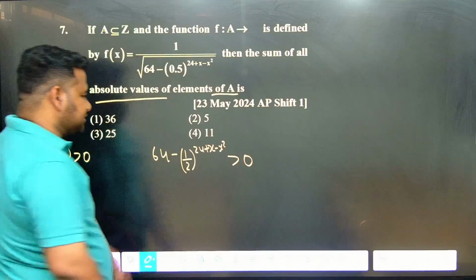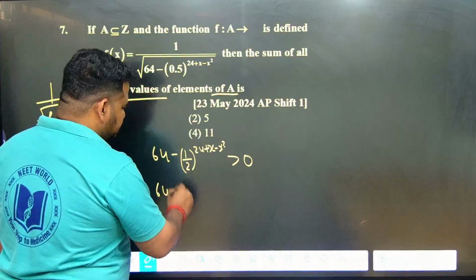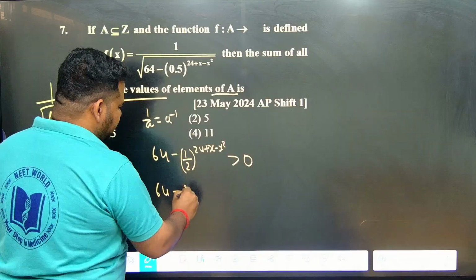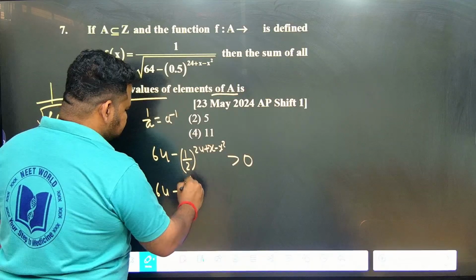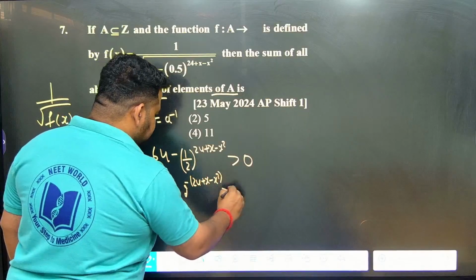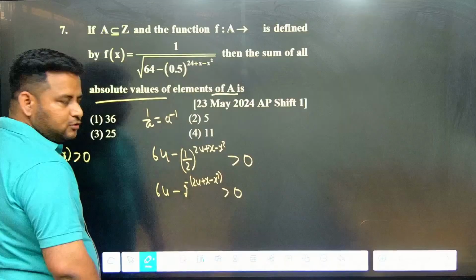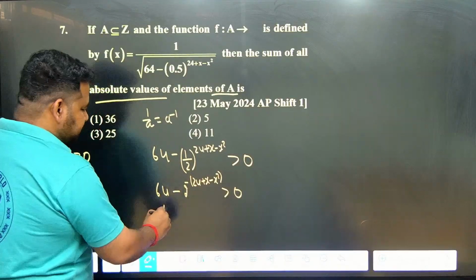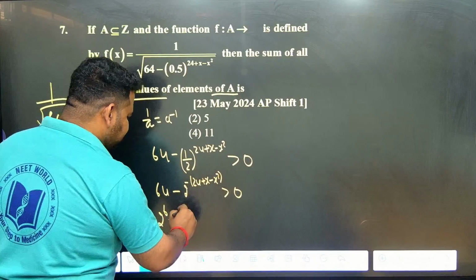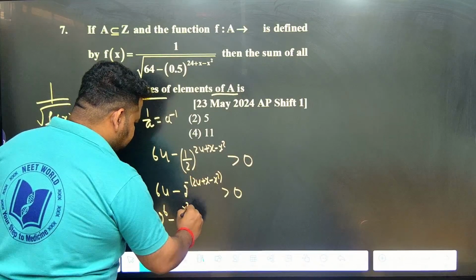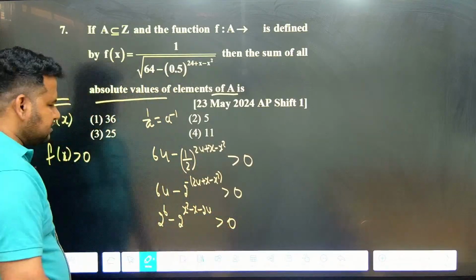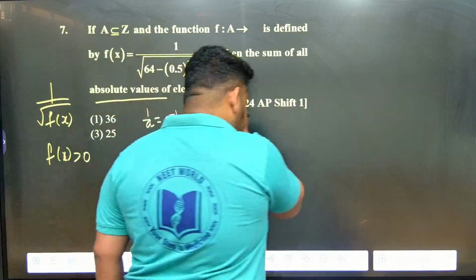If I take 1 by 2 to the power of something upside, this will become 2 to the power of minus 1 by a, that is a to the power of minus 1. Similarly, this will become 2 to the power of minus of 24 plus x minus x square, greater than 0. Now 64 I can write as 2 power 6. Minus, if I multiply, minus into minus is plus x square minus x minus 24, greater than 0, friends.